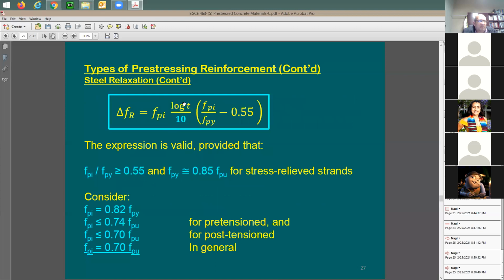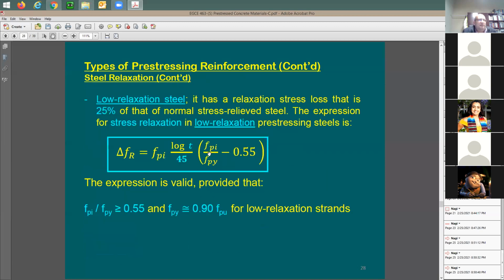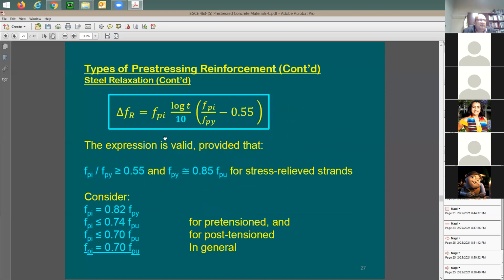This equation here, for this type of steel, the stress relief, this is the one that we heated up and then let cool down. We have this factor of 10. So you take here log T. T is going to be the time in what? Is this in days or what? I'm just wondering, do we know what this T is?